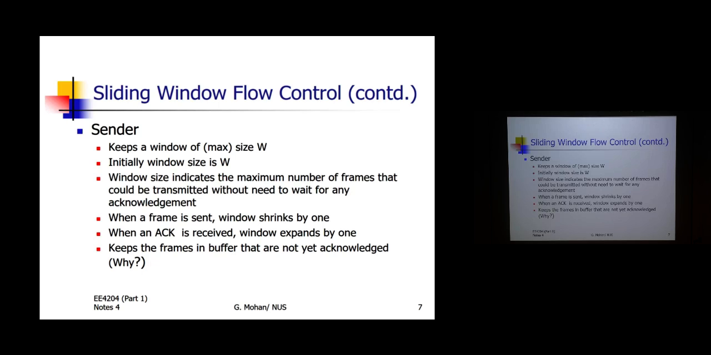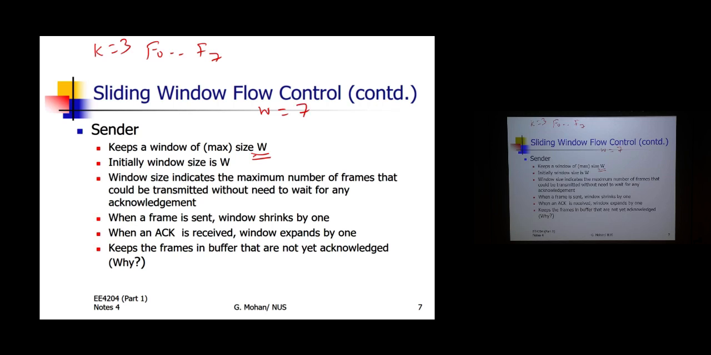Now let's look at how it works. Very interesting method. You will also understand why it is called sliding window. Okay. So there is a sender, and we set the window size as W. Let's say frames are numbered with a k-bit sequence number, from F0 to F7. Let's say we assume W as 7.